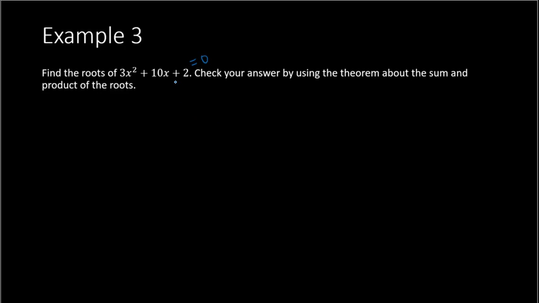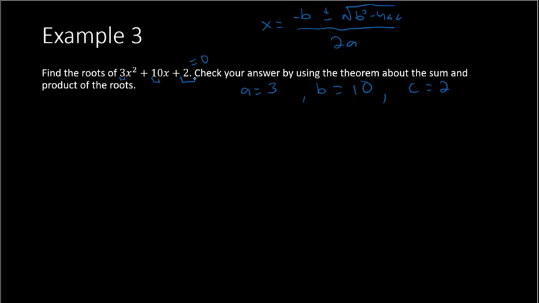If you have this equation and you're trying to find the roots, there are different ways we can do that, but the simplest way in this particular case would be to use the quadratic formula. Remember, the quadratic formula says x equals the opposite of b plus or minus the square root of b squared minus 4ac, all over 2a. In this case, a equals 3, the coefficient with the x squared term. b would be 10, the coefficient with the x term. And c would be 2, which is the constant term.